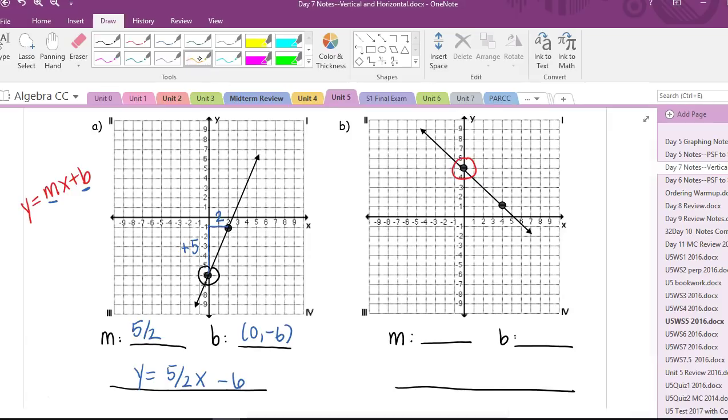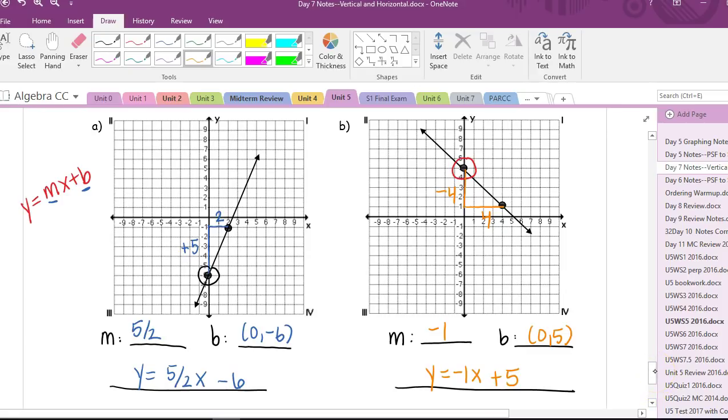All right, last one. We're going down and over, down 4 over 4. Make sure you divide and simplify. -4 divided by 4 is -1. Y-intercept at 0, 5. Equation, plug your values in. Y equals -1x plus 5.